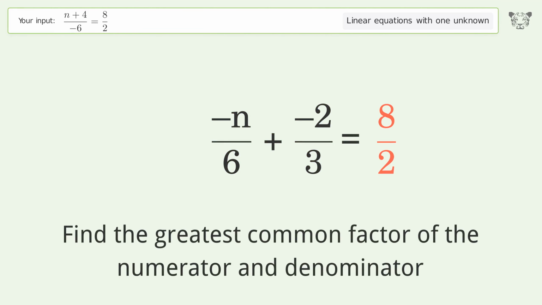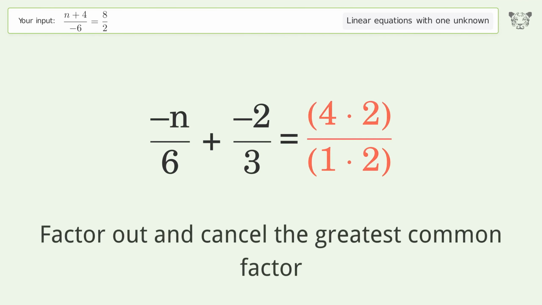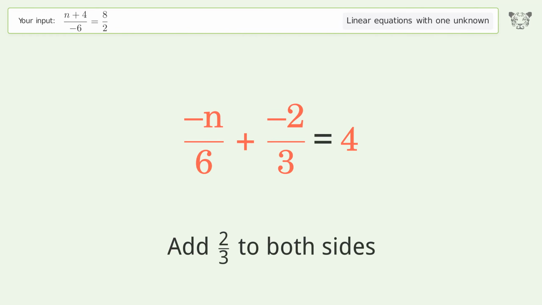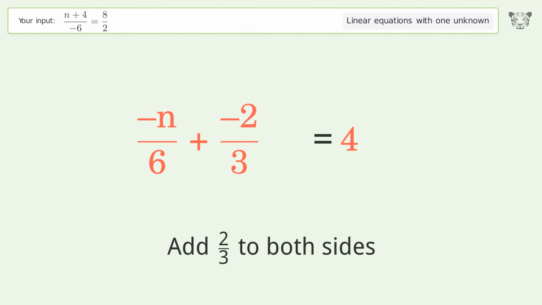Find the greatest common factor of the numerator and denominator. Factor out and cancel the greatest common factor. Group all constants on the right side of the equation. Add 2 over 3 to both sides.